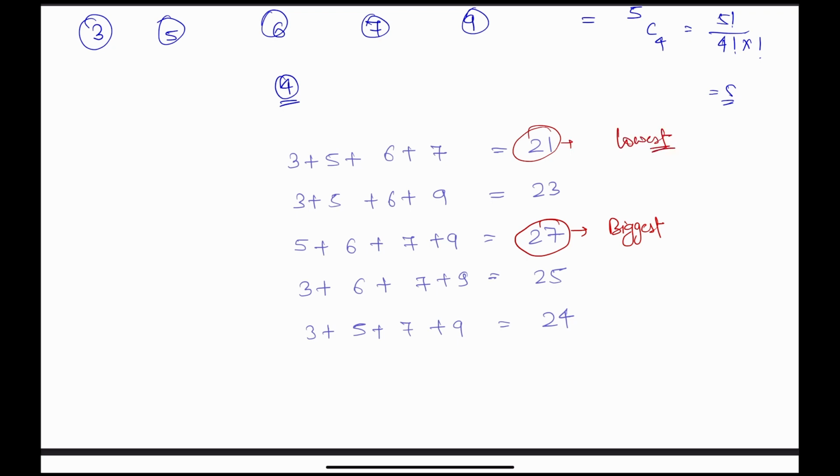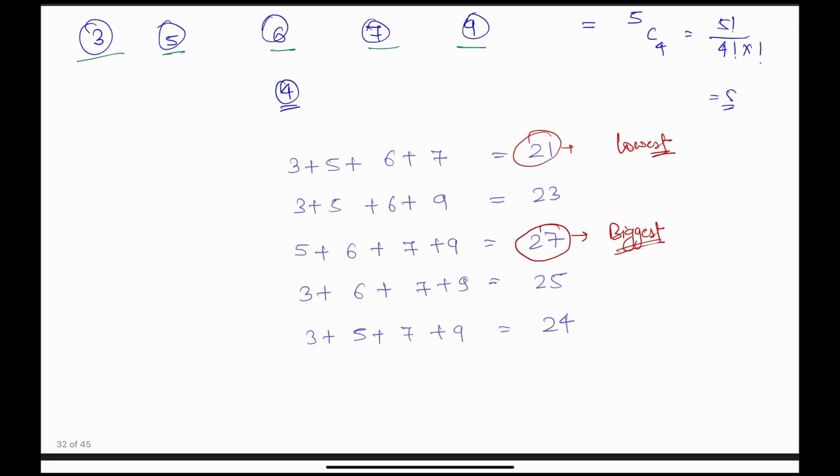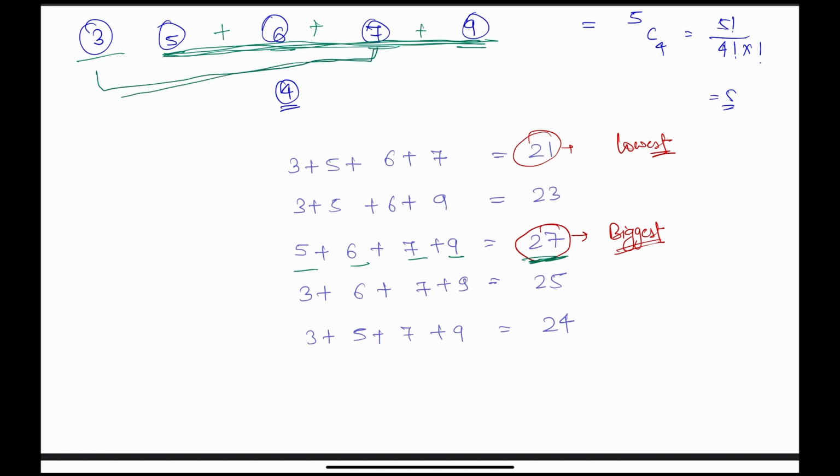Let's understand how the biggest and lowest came. Among 3, 5, 6, 7, 9, can we say that if we want the maximum sum, then the maximum value will come from these 4 numbers? Just check here, 5, 6, 7, 9, we got our maximum. And when we talk about the minimum, it should be these 4: 3 plus 5 plus 6 plus 7. Can we say this much from our explanation?